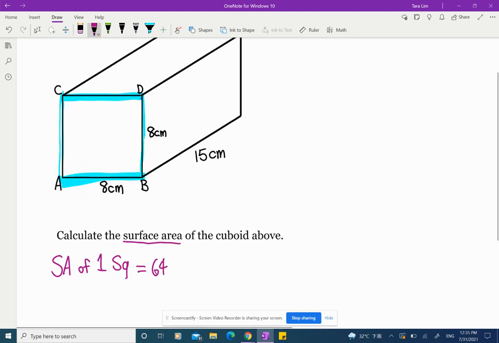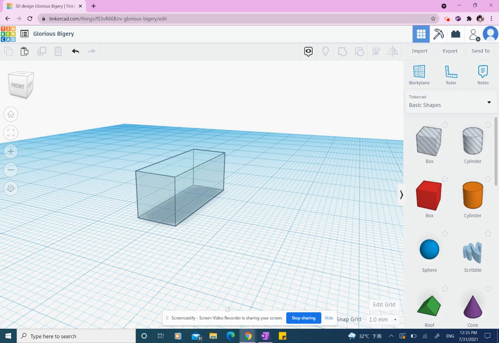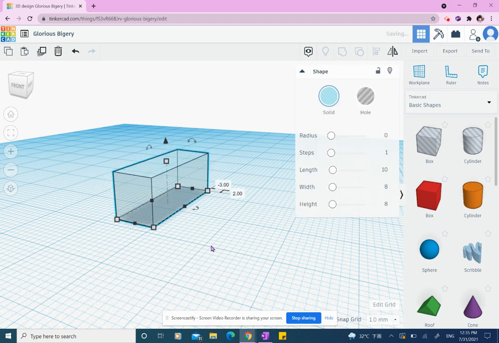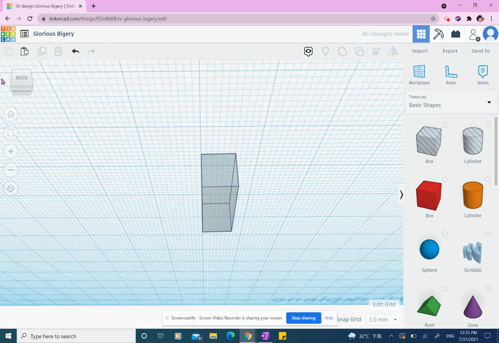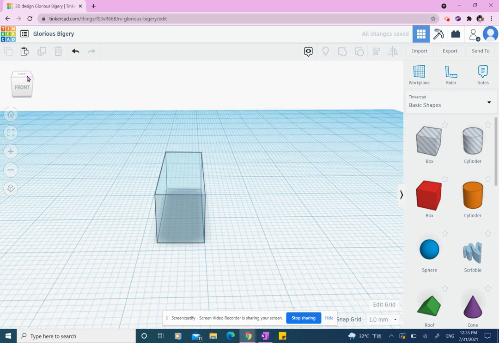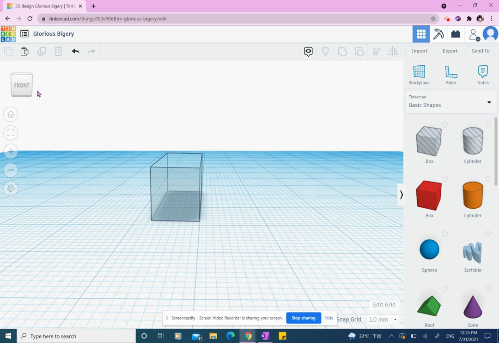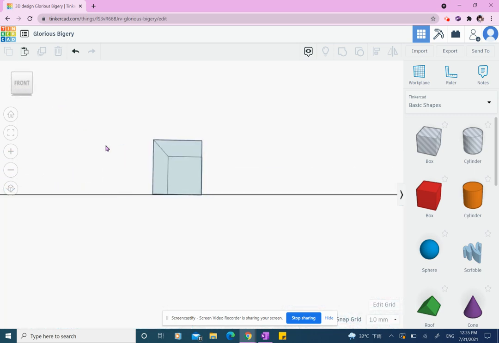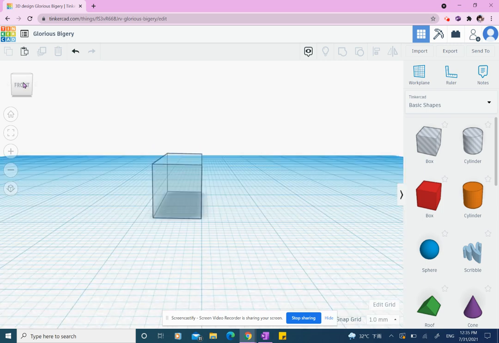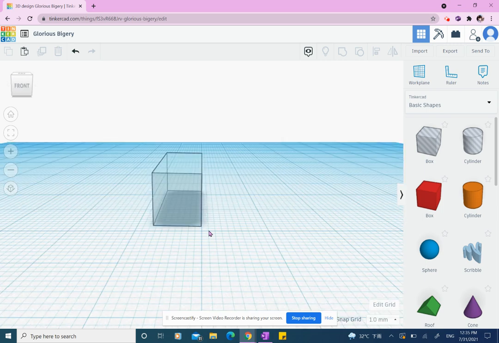Now, I'm going to take you to a website called Tinkercad so that you understand easier. The surface area is that we want to calculate the area here and the area here. We want to calculate the whole surface area of the whole shape. Now we have the shape of the front. We calculated that. Let's say the side, this square, is 8 times 8. The surface area of this square is 64.